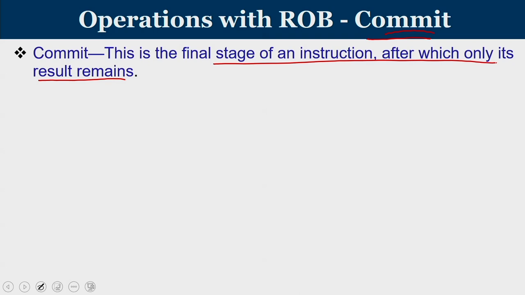So, all instructions which are executed, hoping that they will happen based upon the outcome of the branch predictor, the result of all these instructions will be temporarily stored in the reorder buffer. As and when you come to know that these instructions are no longer speculative, meaning the outcome of the branch is known and whatever you have run is really required, then transfer the contents from the reorder buffer into memory or registers.